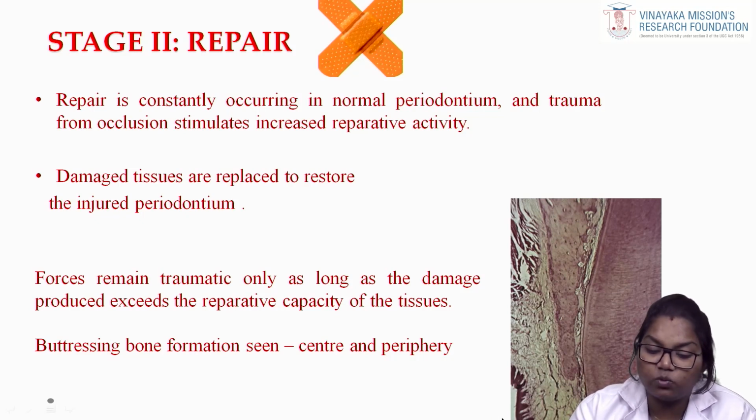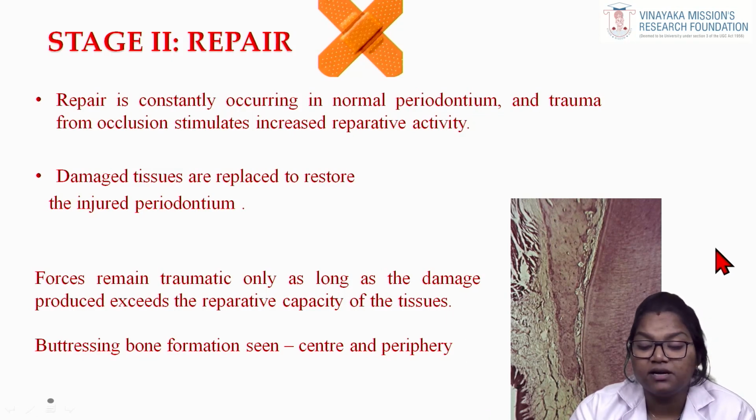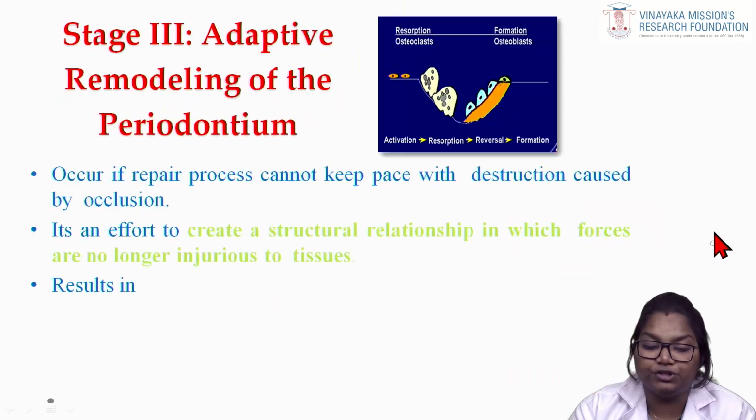As a result, what we can see is buttressing bone formation. We can see, in the center as well as in the periphery, buttressing bone formation as a reparative capacity of the tissues.